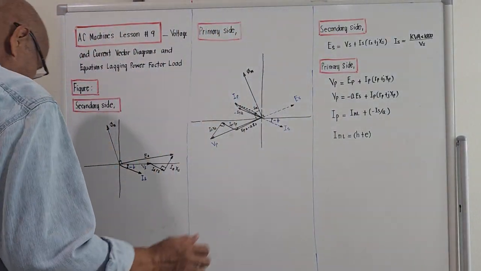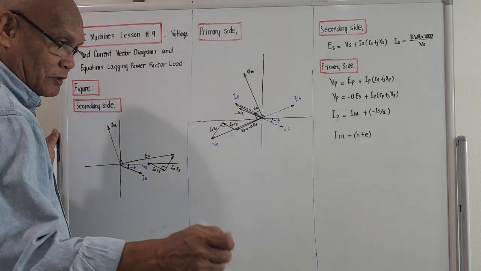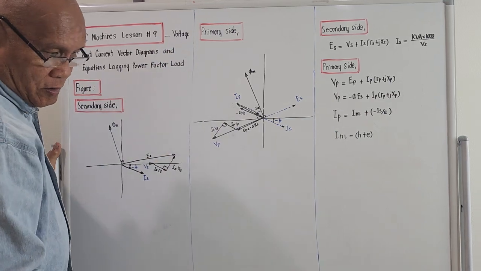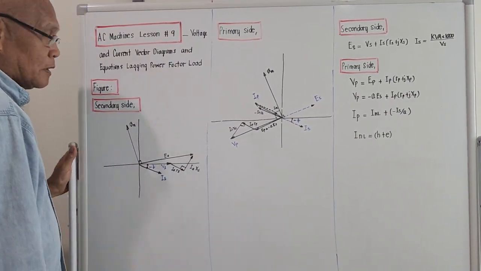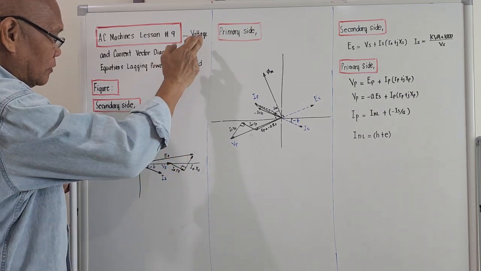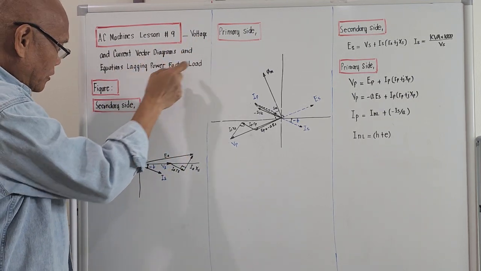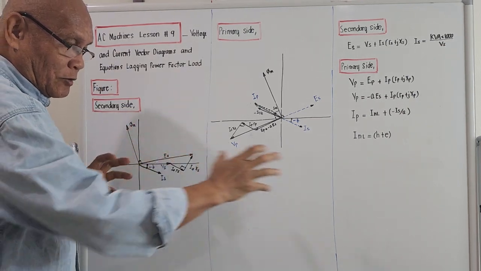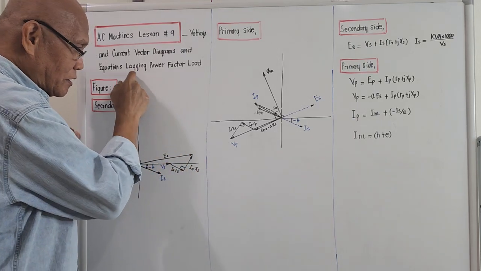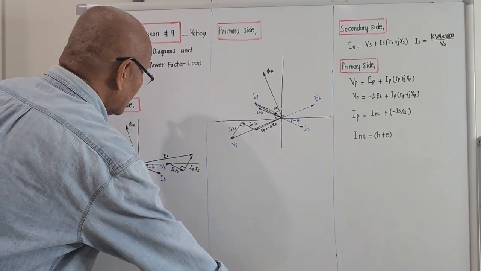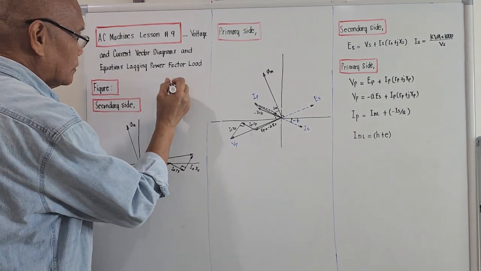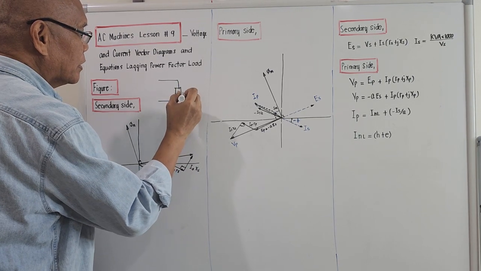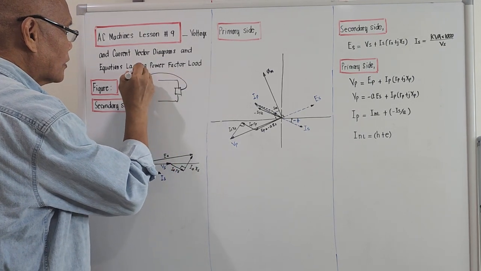The subject matter for this morning will be a long video format discussion on alternating current machines, and this will now be lesson number 9. The title of the topic is Voltage and Current Vector Diagrams and Equations. If the power factor of the load that is connected on the secondary is lagging, the load connected at the secondary should have a lagging power factor.